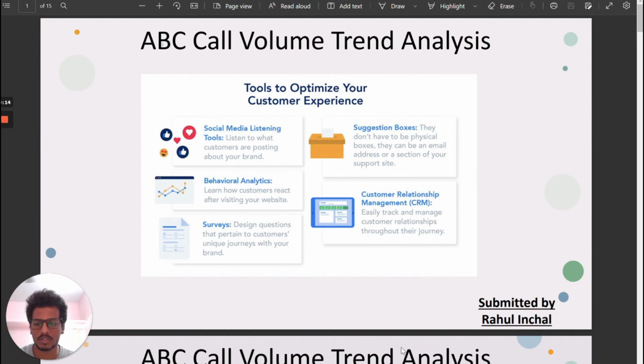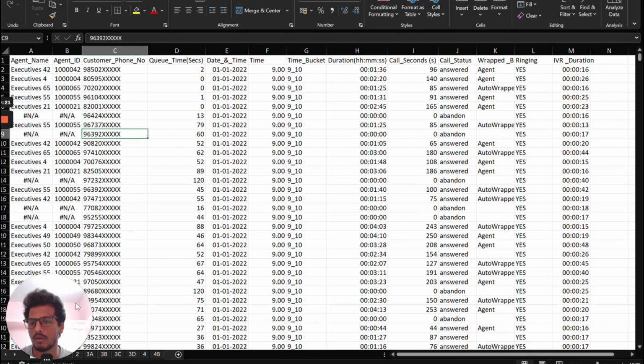Fine, so this is the project which I have got, and I'm supposed to follow it. And let's see what the Excel file looks like.